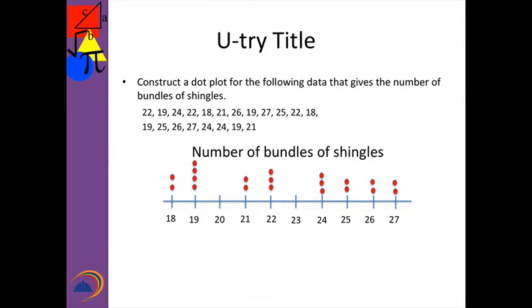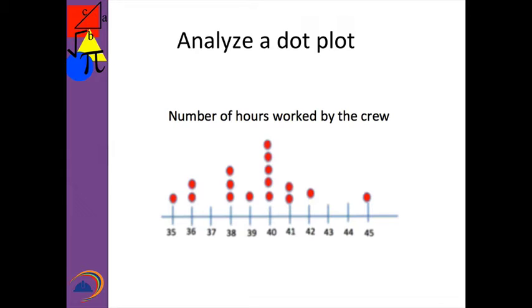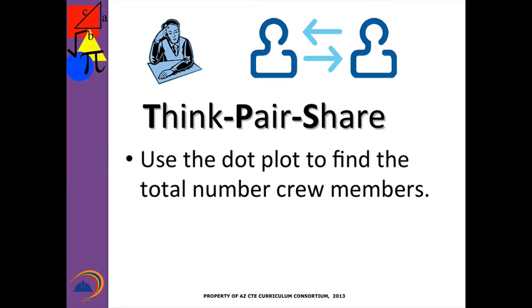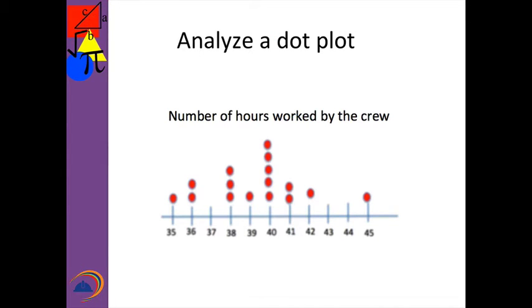Now, the next thing is, we're going to look at this. Here's a dot plot. It's the number of hours worked by the crew. So make sure that you have the same dot plot on your note taker. All right. Now, let's look at this. Question number 1. Use the dot plot that we just had to find the total number of crew members. All right, so I'm going to go back, and here's what it looks like. Pause the video until the students have had a chance to complete that.